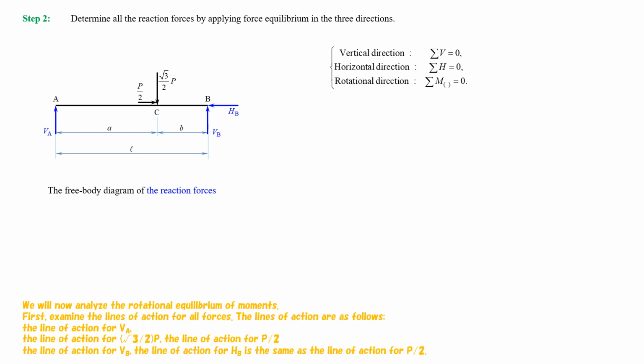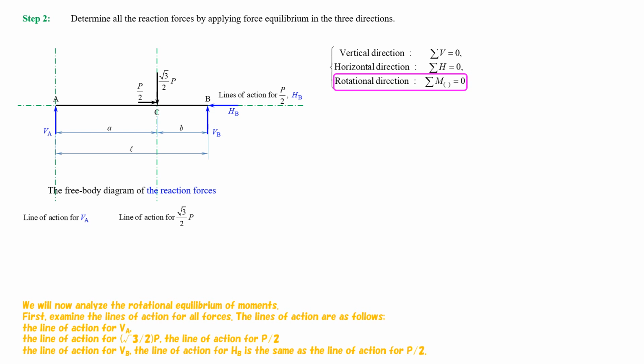We will now analyze the rotational equilibrium of moments. First, examine the lines of action for all forces. The lines of action are as follows. The line of action for VA. The line of action for the square root of 3 divided by 2 times P. The line of action for 1/2 of P. The line of action for VB. The line of action for HB is the same as the line of action for 1/2 of P.